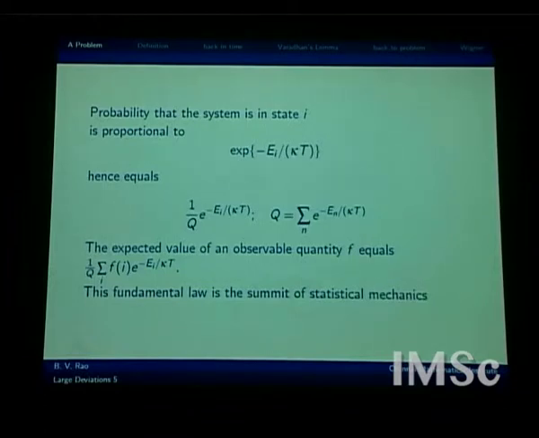So, this probability equals 1 by Q times that, and if we have an observable quantity f on the particles, then the expected value of this observable quantity is precisely the expectation, as you know in probability, value multiplied by probability added up.